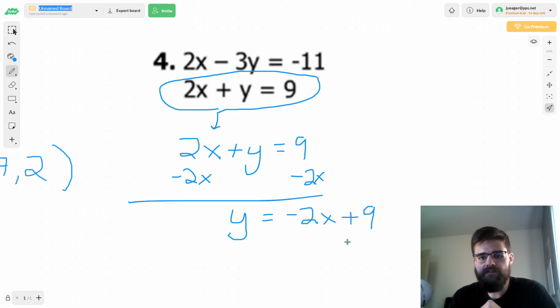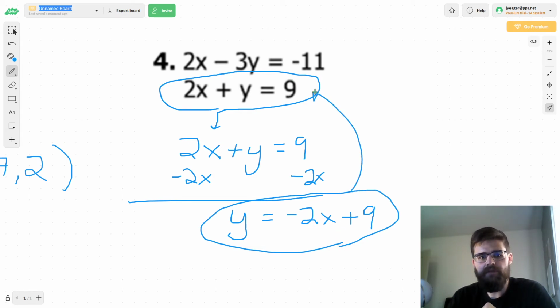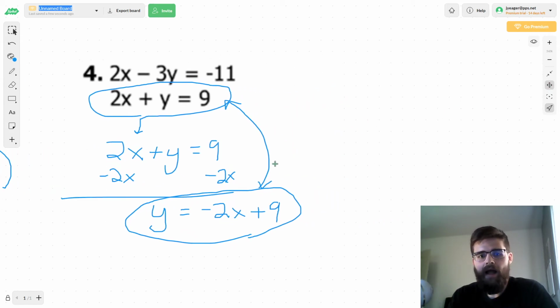So these two equations, y is -2x plus 9, and 2x plus y is 9, are the same exact equation. I've just changed the form of it a little bit. The reason I'm doing that is because now I know what y is equal to. I don't know what the number is that equals y, but I have this expression that I know is the same thing. So if y is equal to negative 2x plus 9, I should be able to go back into the other equation and replace y with that.